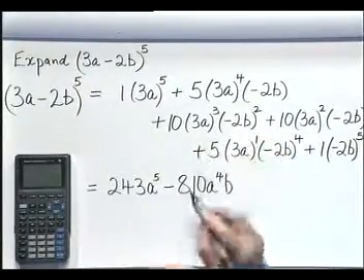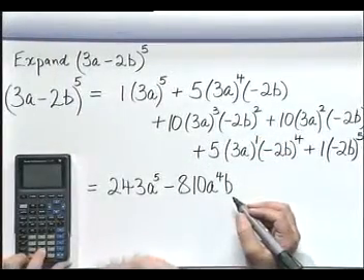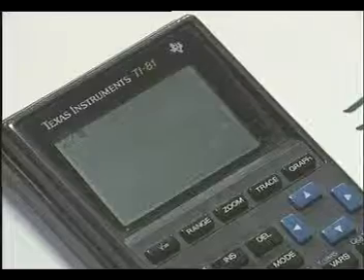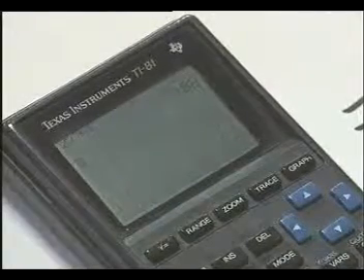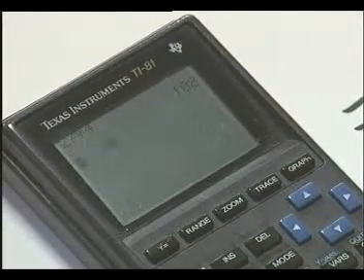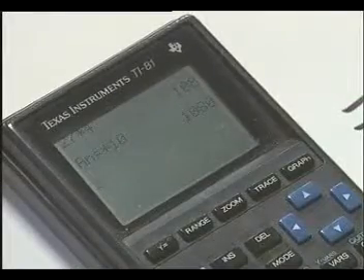Now what have we got left? There's 3 to the power 3, which is 3 cubed, which is 27, multiplied by 2 squared, which is 4, all multiplied by 10, which is 1080.